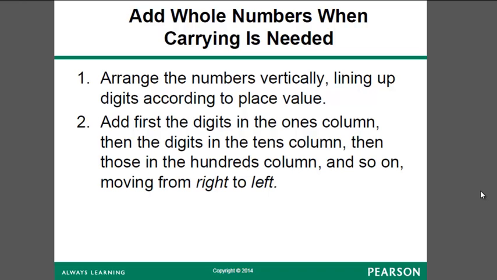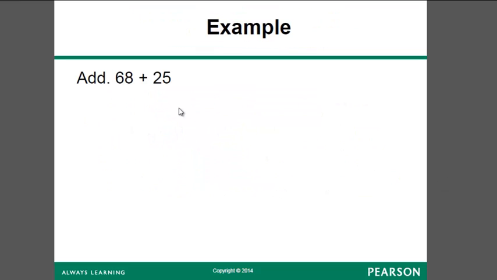Then we're going to add first the digits in the ones column. When we're adding, we add from right to left. We add from our smallest digit's place and then move left. So let's look at this example. Add 68 plus 25. Not real handy to add it this way, so the first thing I'm going to do is write it vertically. This helps me.